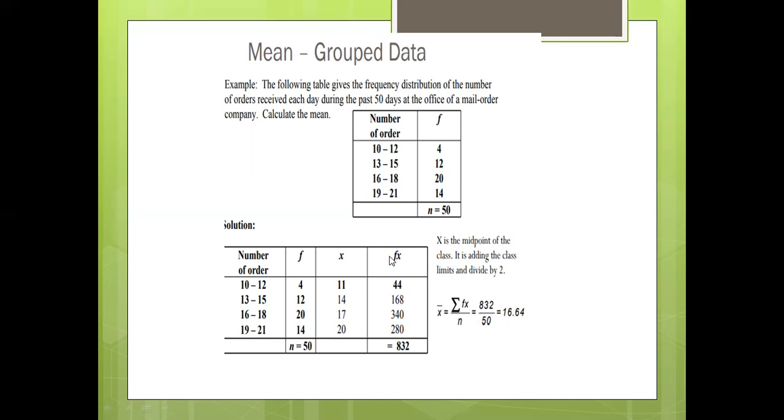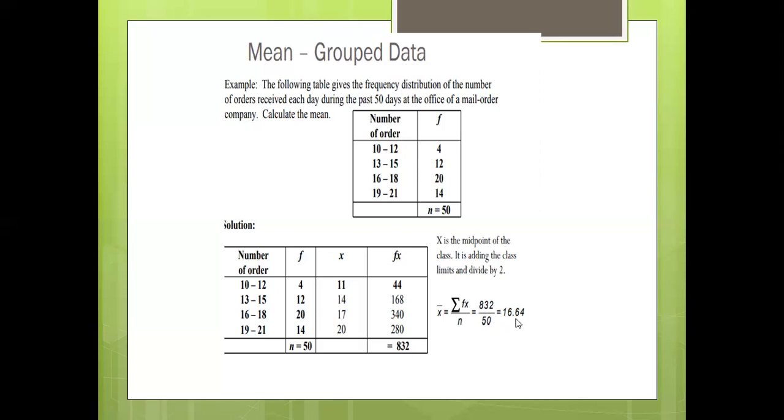Summation is addition of this term, that is fx. So 44 plus 168 plus 340 plus 280 is equal to 832. So we get all values. So mean for this group data is equal to summation fx upon n, which is equal to 832 divided by 50, is equal to 16.64. Okay, so this is the formula for mean for ungrouped data and mean for group data.